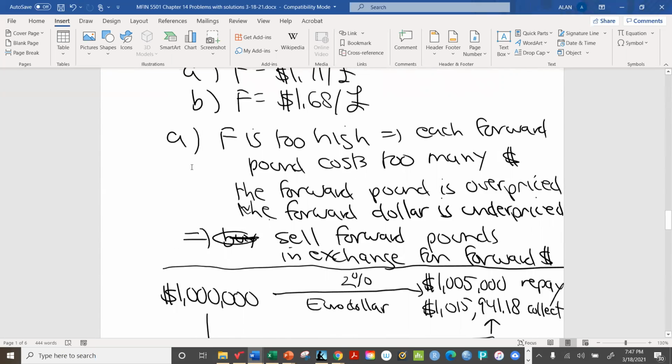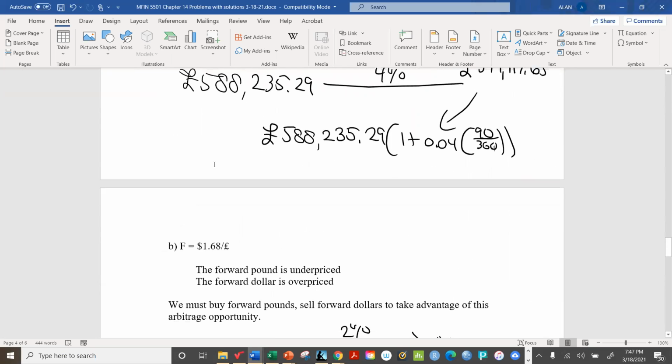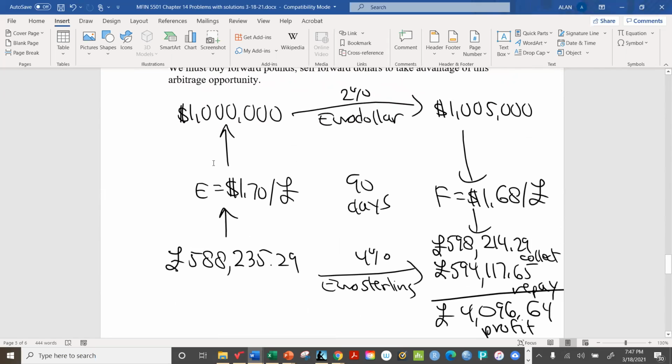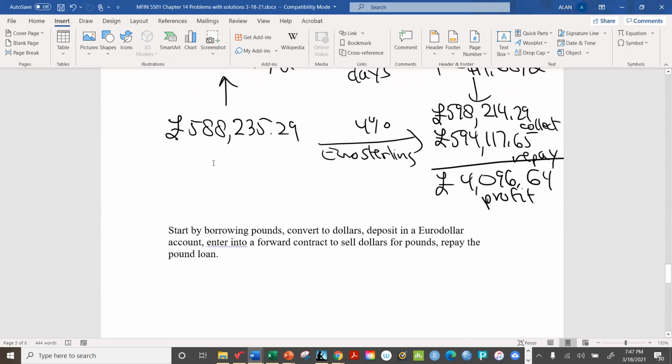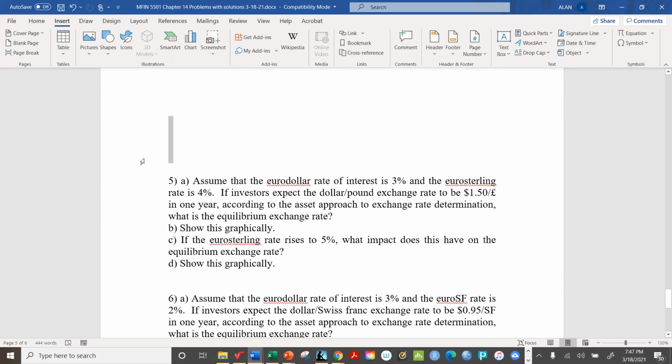Anyway, the only good thing about this is that there's only two different ways you could go. You could start with dollars like we did before and end up with dollar profits, or you could start with pounds and end up with pound profits. And if you go the wrong direction and you end up with losses, it just means go the other way. So it's easy to stop yourself from making a mistake.